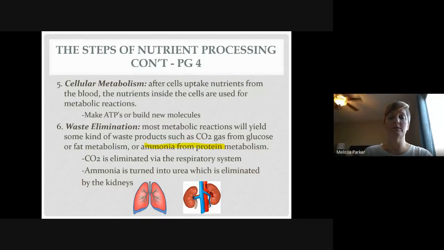Ammonia is turned into urea. Okay, so remember, you can't get rid of ammonia as is. It has to go through a process to get rid of it. It has to be turned into urea, and this is eliminated by the kidneys. So that puts a lot of work on our kidneys because it's having to do extra work to get rid of another chemical outside of the body.